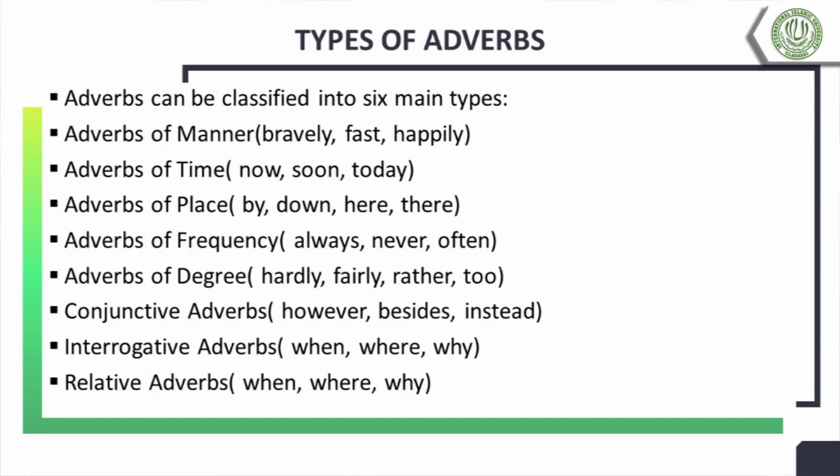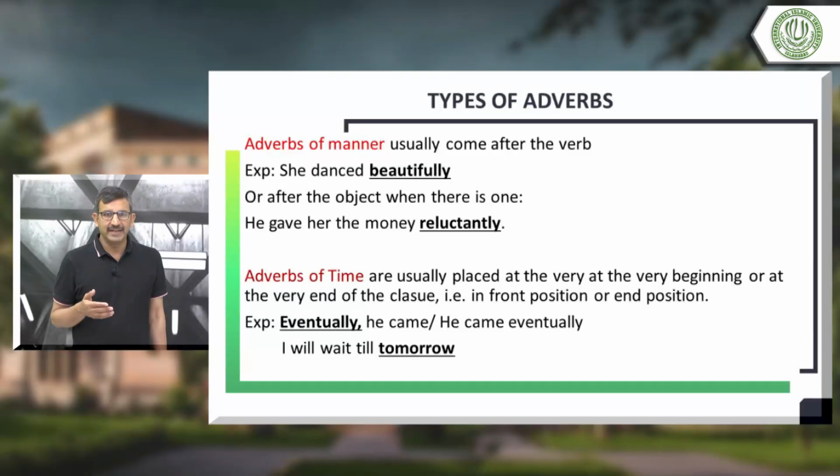Let's move on to the types of adverbs. Adverbs can be classified into 6 main types. Number 1, adverb of manner, adverb of time, adverb of place, adverb of frequency, adverbs of degree, conjunctive adverbs. There are two more types of adverbs. Actually, they are not really types of adverbs, but they can be considered as interrogative adverbs and relative adverbs. Let us start with the first type of adverb, which is adverb of manner.